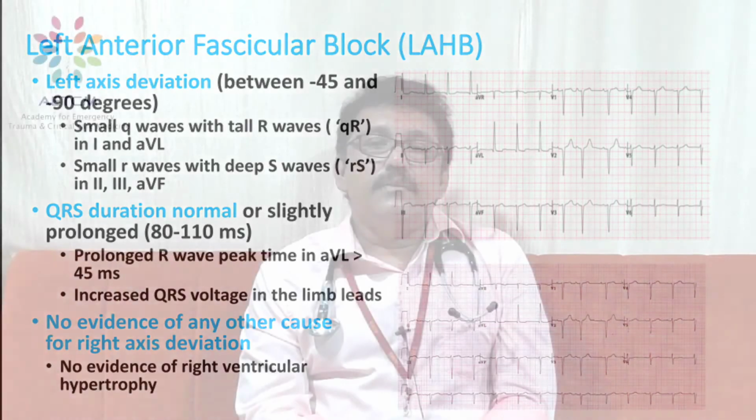So right axis deviation with narrow QRS complex, that is LPFB. Left axis deviation is LAFB. So left axis, LAFB. It is very simple to remember. Left axis, LA, that indicates LAFB. So left axis deviation with narrow QRS complex, you can make a diagnosis of left anterior fascicular block.